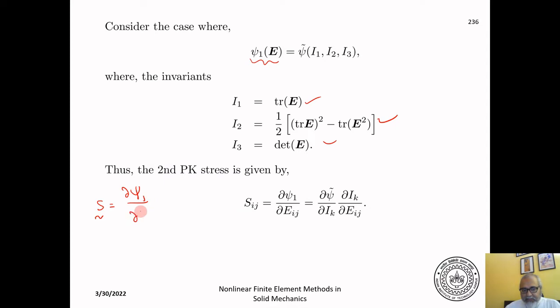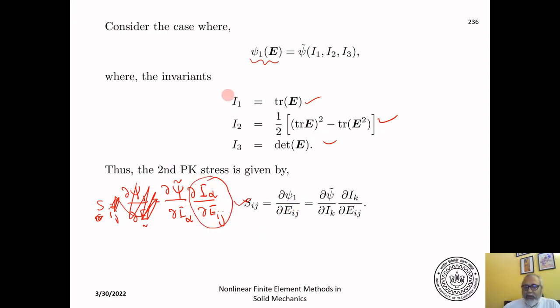That is, this is the relation that we have just derived. But psi 1, we don't have psi 1, we have psi tilde, which is a function of the I's. So we can do this further application of chain rule to find out S_ij, which is now this. This is what we have done here. Now, this function will be given to you, and we will soon see some examples of free energy density functions in terms of I1, I2, I3. But these derivatives will have to be calculated from these relations.